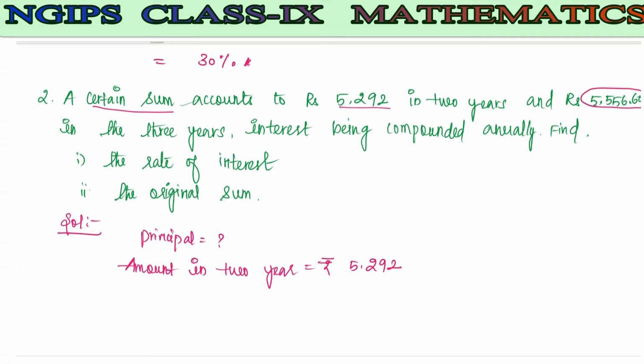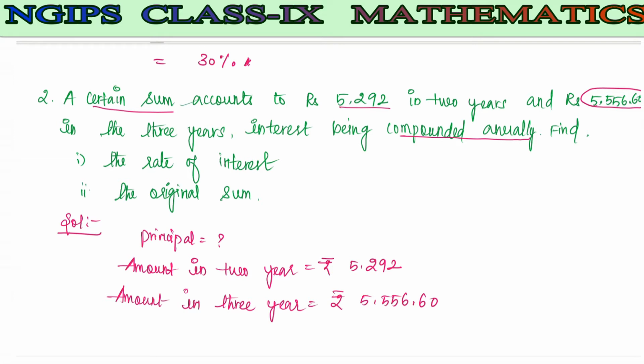5556.60 in 3 years. So the amount in 3 years they have given is rupees 5556.60. The interest is compounded annually. We need to find the rate of interest and the original sum.